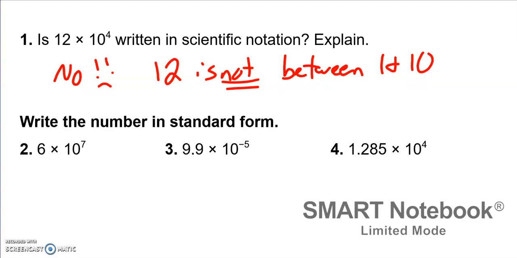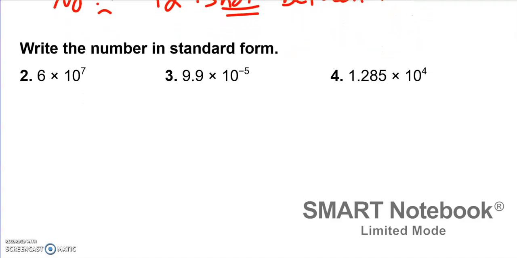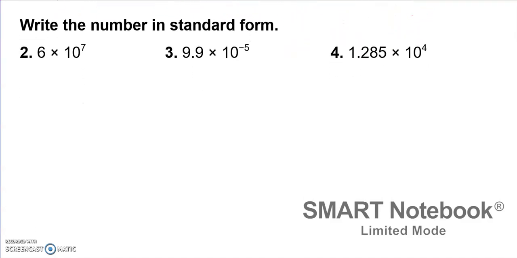So let's go through 3 examples on how to write numbers into standard form or standard notation or just our ordinary numbers that we use every day. So please copy down these 3 examples and then resume when you are ready to listen on how to go through it. So if you're listening to my voice, that means you have these 3 examples copied down, and we are going to be going through it as to how to write it into standard form.